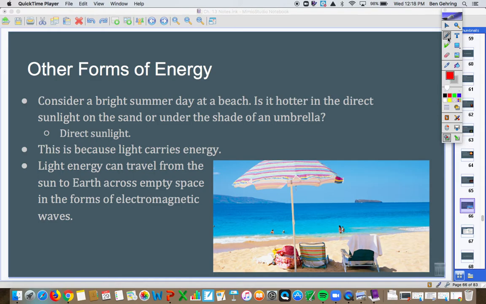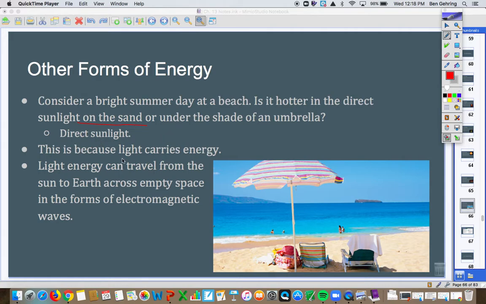And our last example. On a bright summer day, is it hotter in direct sunlight on the sand or under the shade of an umbrella? Most people would say when I'm standing on the sand, it's a lot warmer, which is true. The direct sunlight on the sand makes it much warmer.